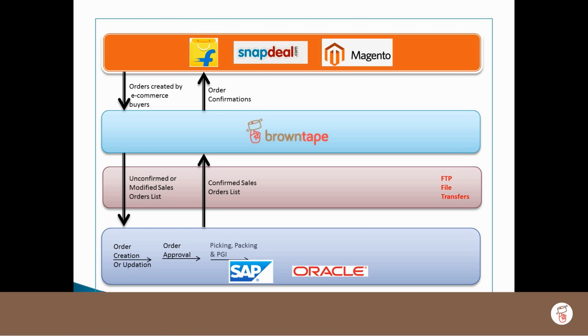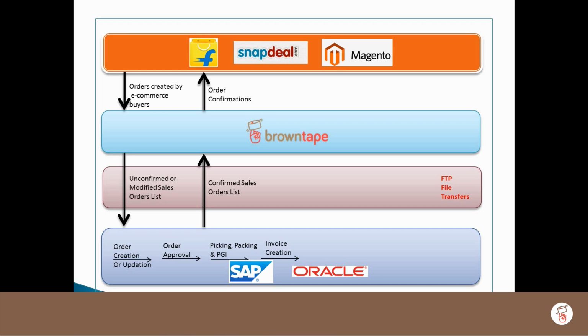After approving the sales order in ERP, it will be picked, packed, and posting of goods issue would be completed. Additionally, the invoice would also be created. It is important that the ERP user completes the invoice creation immediately after the PGI, as marketplaces prepare the shipping slips and invoices together.